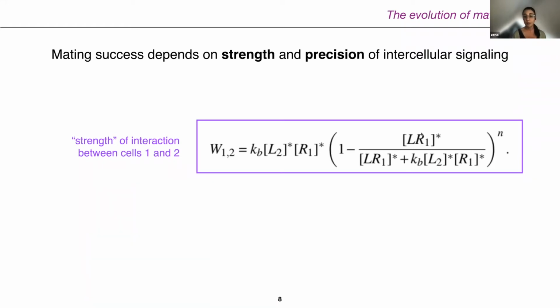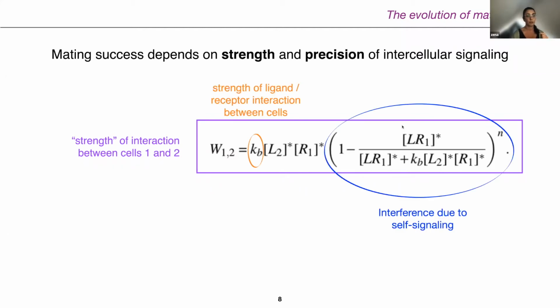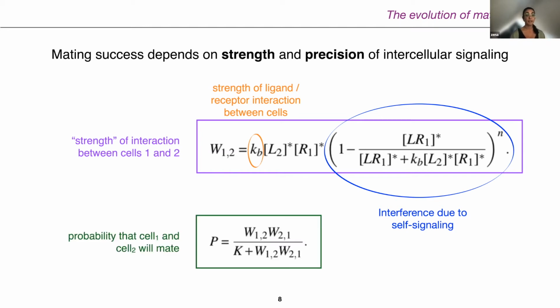So then the probability that two cells mate, right. So these animations were meant to come with that. The interference due to cost, and this is the strength of the ligand-receptor interactions between cells. And the probability that two cells mate depends on the product of these two strengths of how well cell 1 reads cell 2 and how well cell 2 reads cell 1. And I'm using a function that has this sort of form to reach a saturation point, essentially.